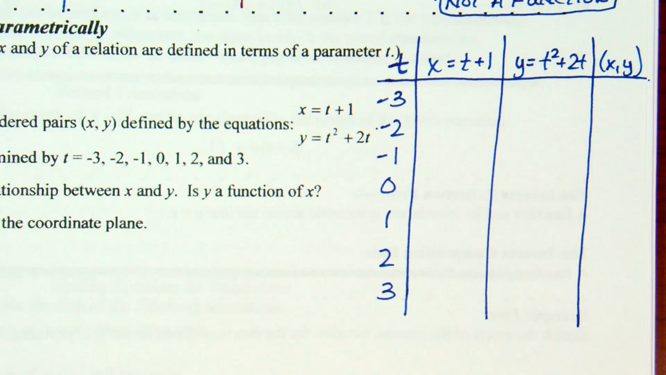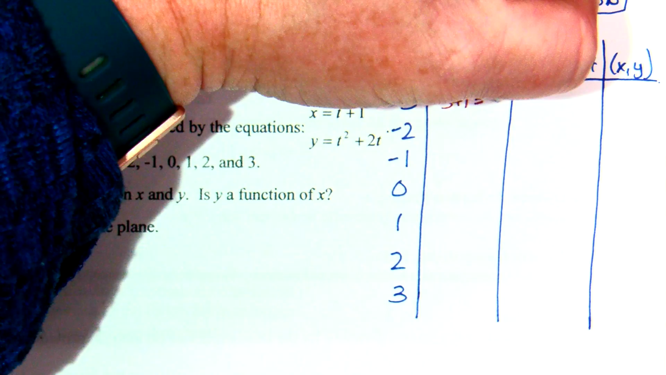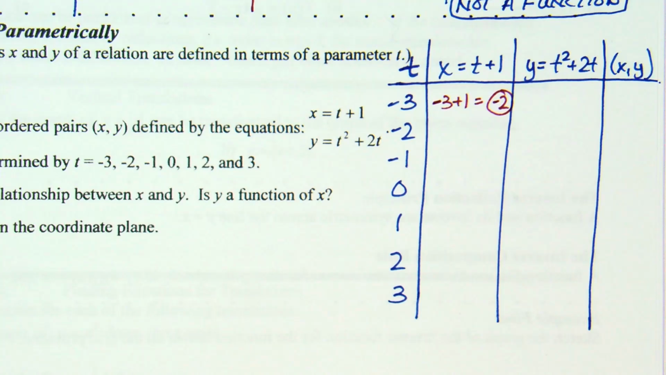Okay, so what happens on the first one? If it says x equals t plus 1, what is t? Negative 3. And negative 3 plus 1 is? Negative 2. Right now I'm talking a little bit about the work, making sure everyone's on the right page here. We're all good. What about the y?